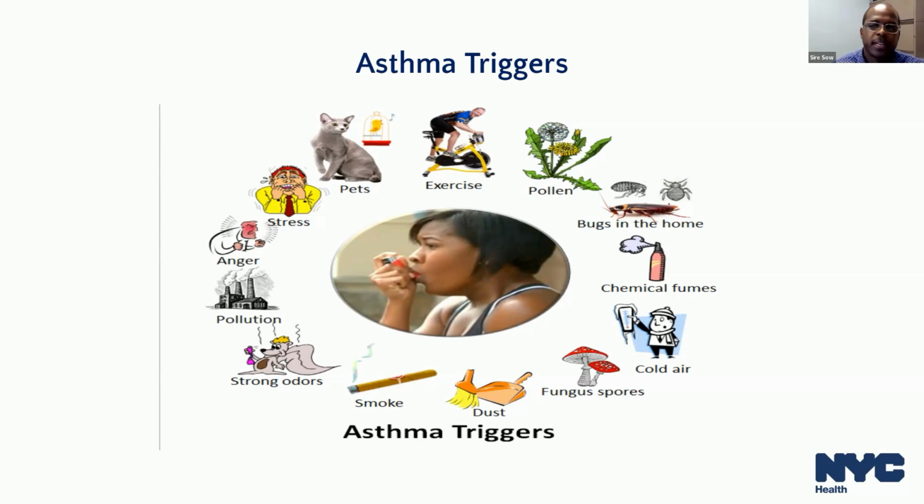Cigarette smoke, either in the apartment itself or in the building, can get in there. And pets. Pets can be a trigger, not for everyone, but for some people. We're going to focus more on the indoor triggers as opposed to outdoors. And outdoors can be, of course, pollution, cold air, pollen, and things of that nature. But we're going to focus on indoor problems.